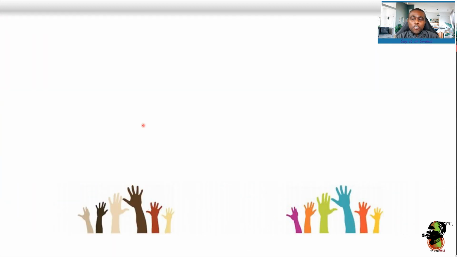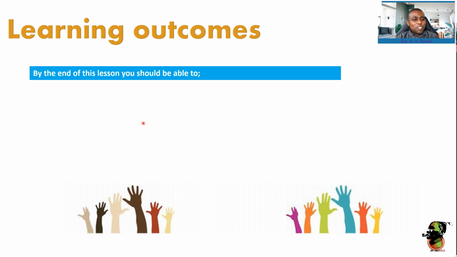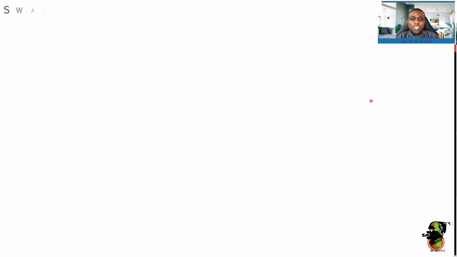So, do you remember the essentials of... before that, let's look at our learning outcomes. By the end of this lesson, you should be able to construct simple Swahili sentences using the present tense na. And let's have a look at this.